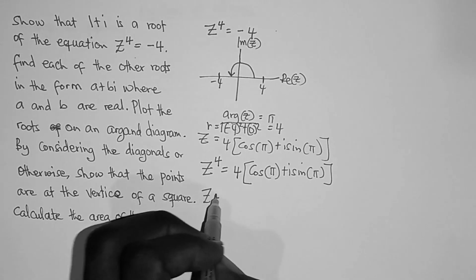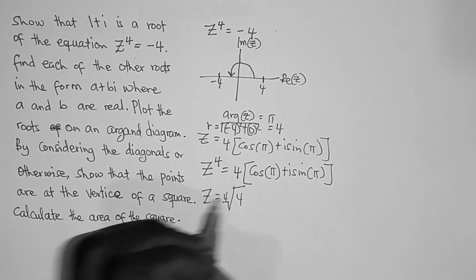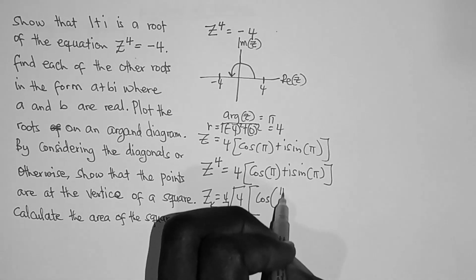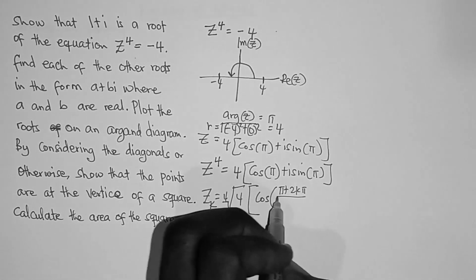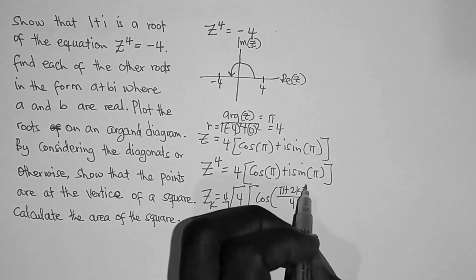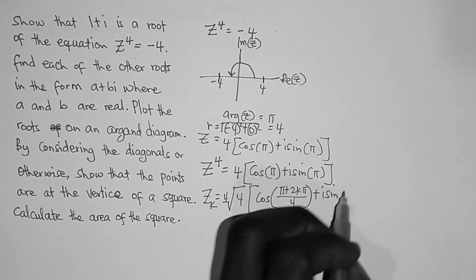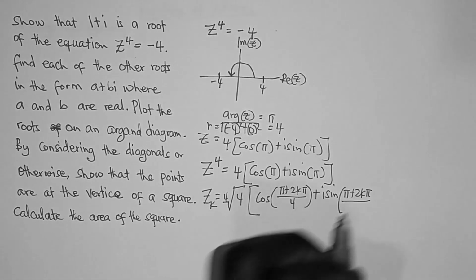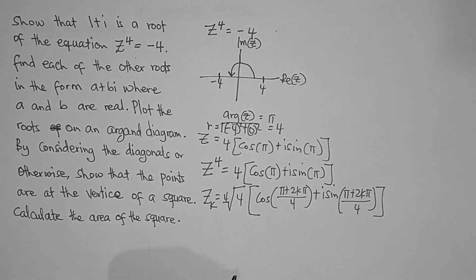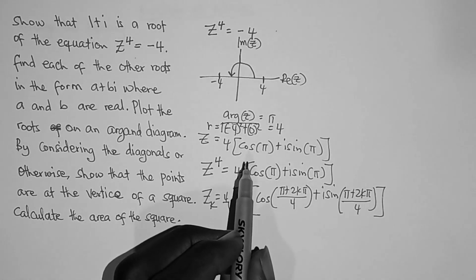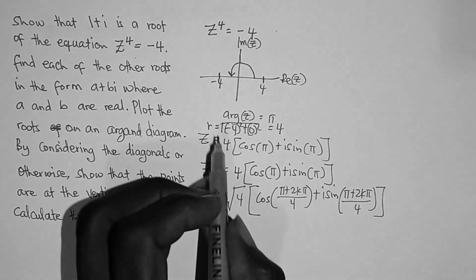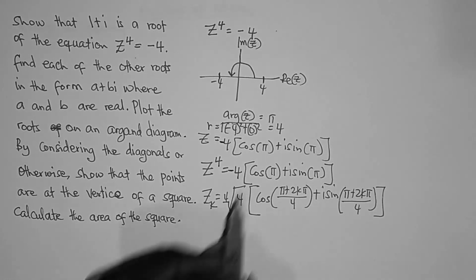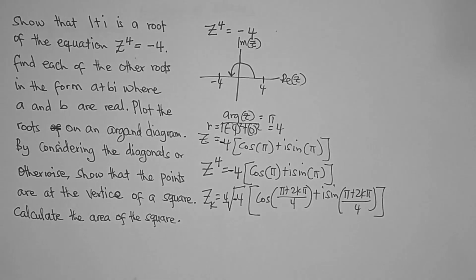So z is equal to the fourth root of 4. So z k then times cos into bracket pi plus 2k pi divided by n, and n in this case is 4, plus i sine into bracket pi plus 2k pi divided by n, which is also 4, bracket close. Sorry, I made a mistake, because here is minus 4 and z exponent. So here is minus 4, and therefore here is the fourth root of minus 4.